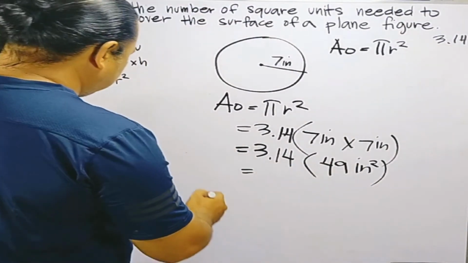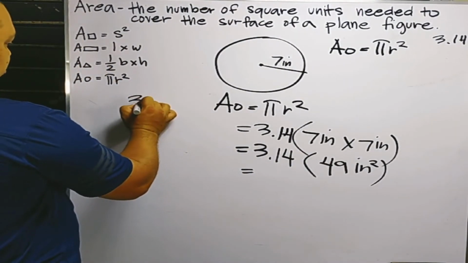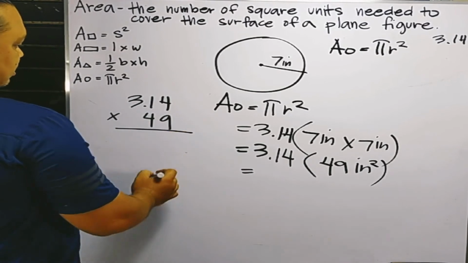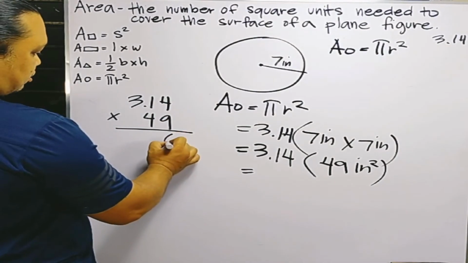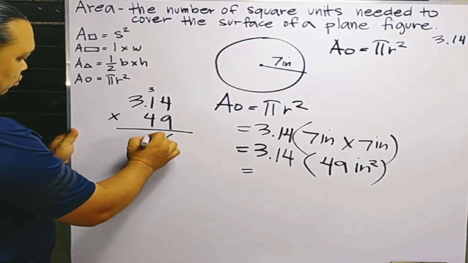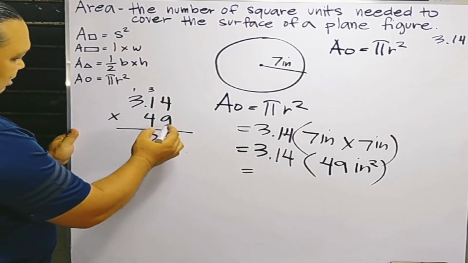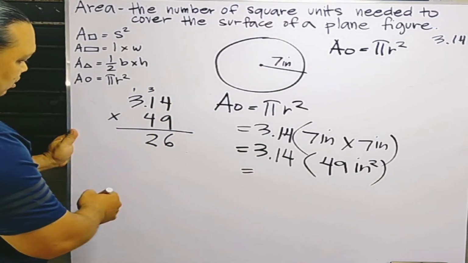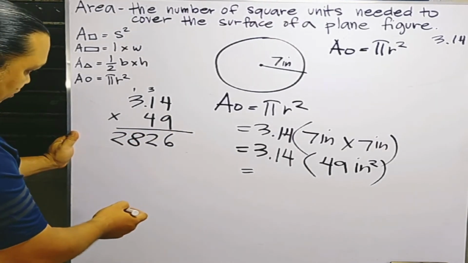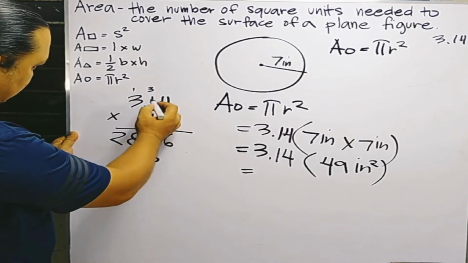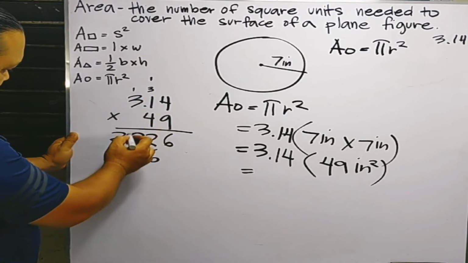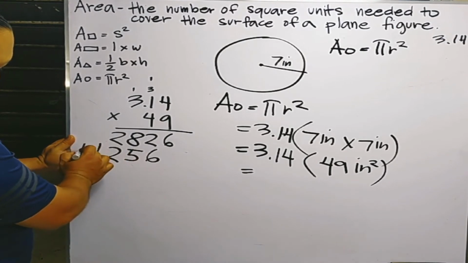Let's do that. 3.14 times 49. 9 times 4, that's 36, 6 carry 3. 9 times 1 is 9, plus 3 is 12, 2 carry 1. 9 times 3 is 27, plus 1 is 28. Next, let's multiply by 4. 4 times 4 is 16, 6 carry 1. 4 times 1 is 4, plus 1 is 5. 4 times 3 is 12.